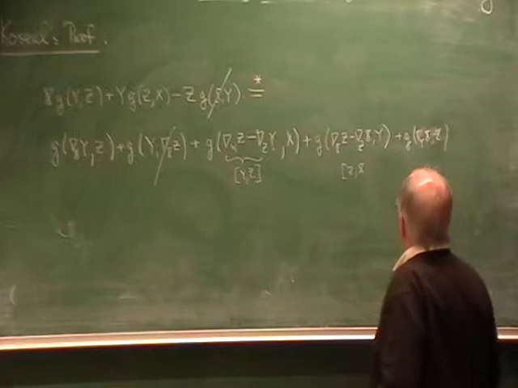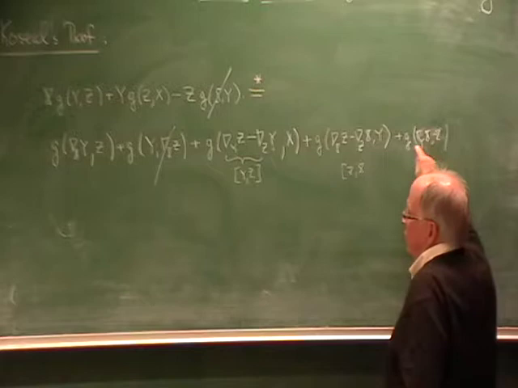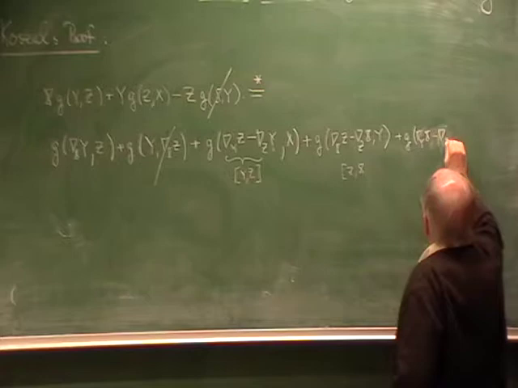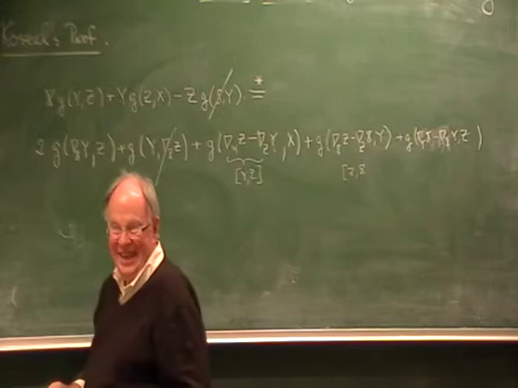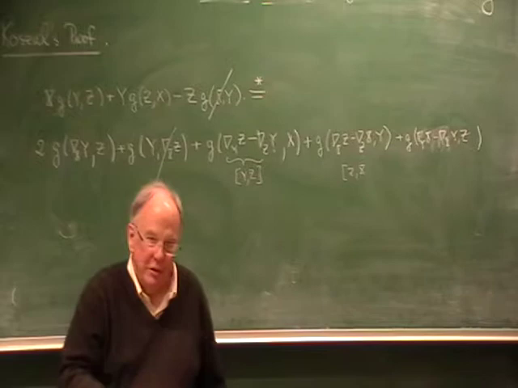and subtract off nabla x of y and z, and I need to put a 2 here. Right? So I want to force that torsion condition into this calculation, right?